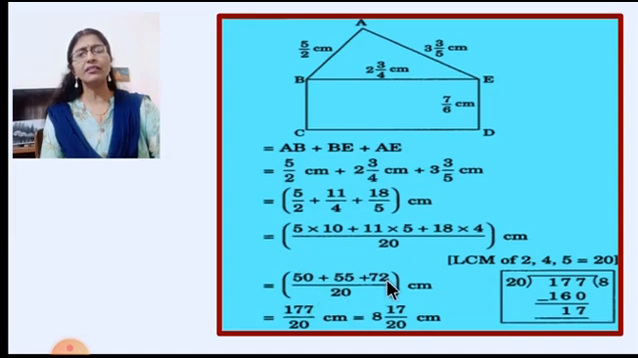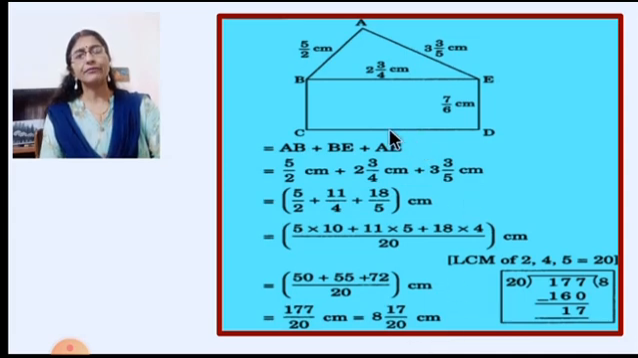Now you will add all the three numbers. You will get 177 upon 20. And then you can convert it into a mixed fraction by dividing like this. You will get 8 17 upon 20 centimeter. So this is the perimeter of the triangle.